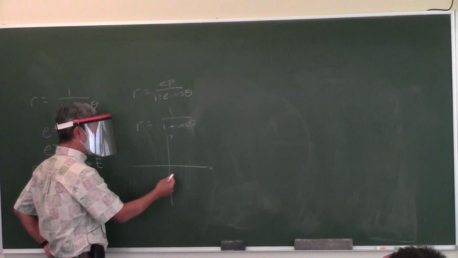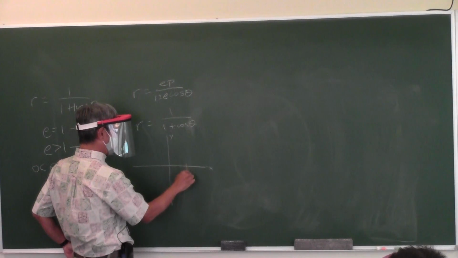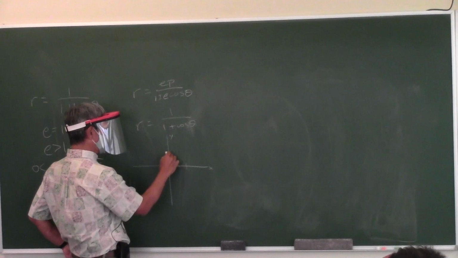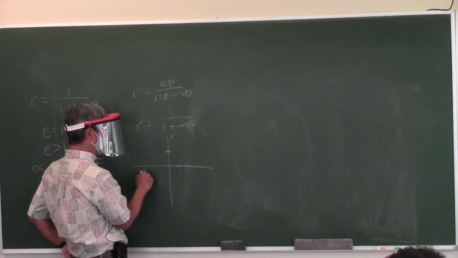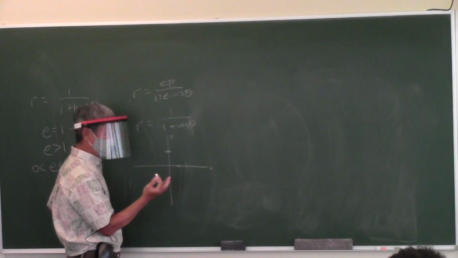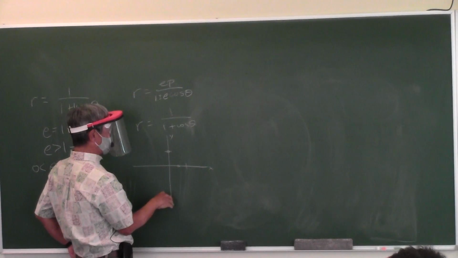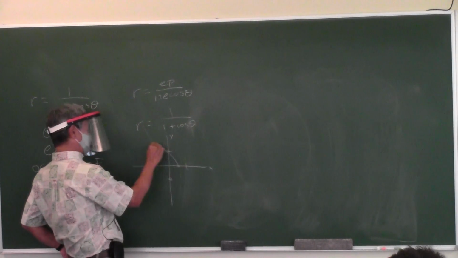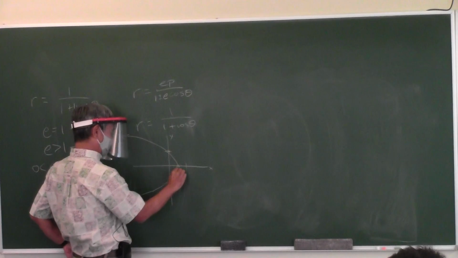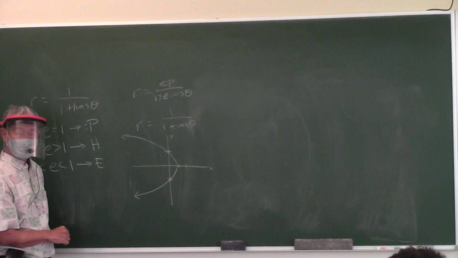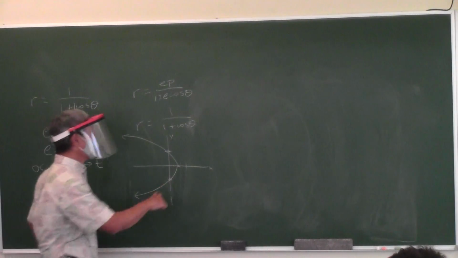Okay, so plug in 0. What do you get? Half. Plug in pi over 2. Pi. Nothing, it's undefined. So already you know it's a parabola, right? And then plug in 3 pi over 2. 1. So then you see the parabola goes like this. Parabola.